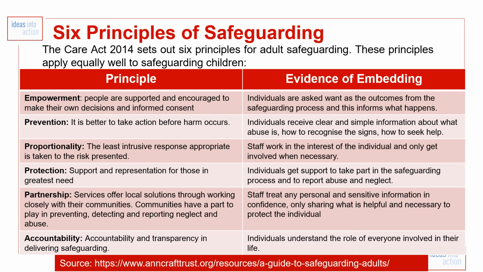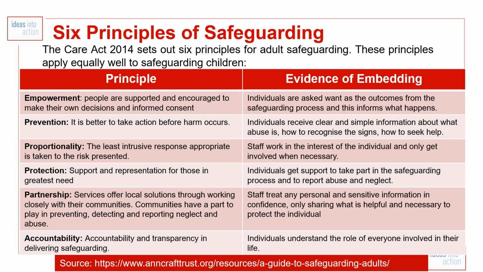The fifth principle is partnership, that services offer local solutions through working closely with their communities. Communities have a part to play in preventing, detecting and reporting neglect and abuse. And the evidence of embedding that you would have for this would be that staff treat any personal and sensitive information in confidence and only share what is helpful and necessary to protect the individual.